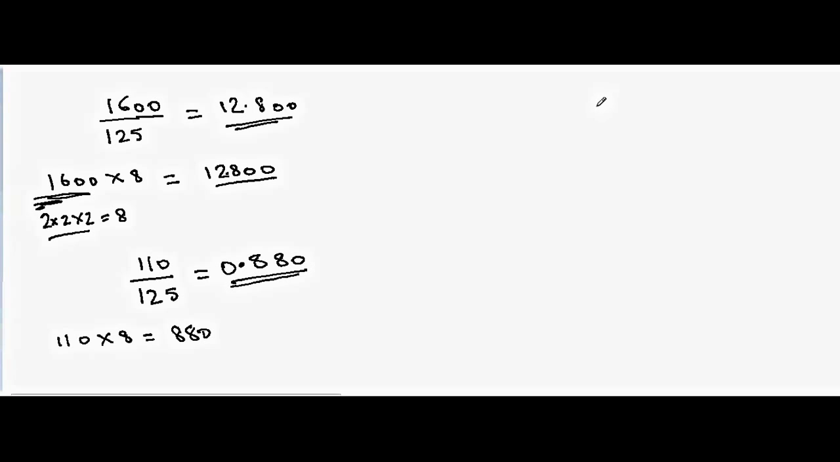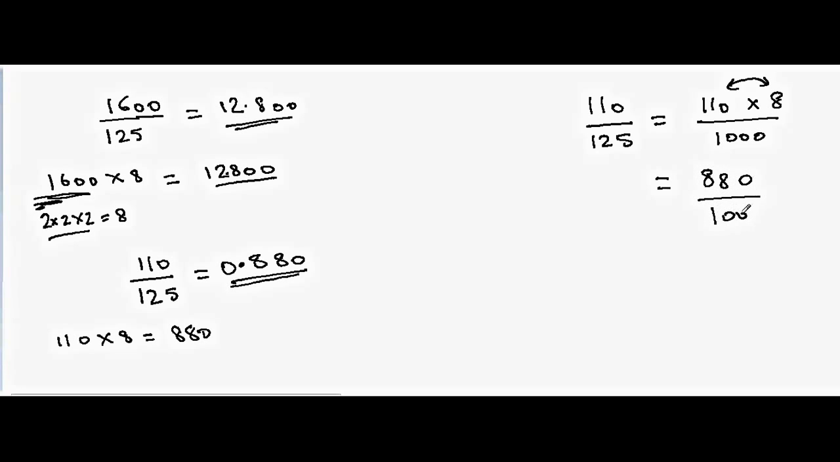Again, how I came up with this trick is, I have 110 and I have 125, so that will be equal to 110 into 8 divided by 1000. In this case I'm just multiplying the number by 8 and then dividing by 1000. So that's equal to 880 divided by 1000, that's equal to 0.880.